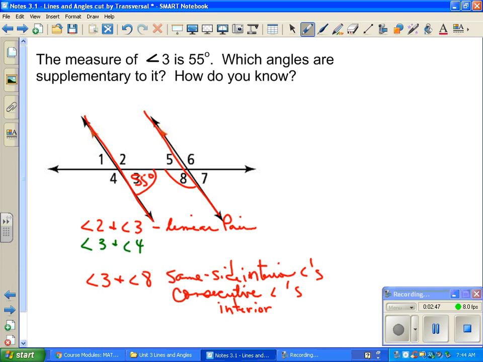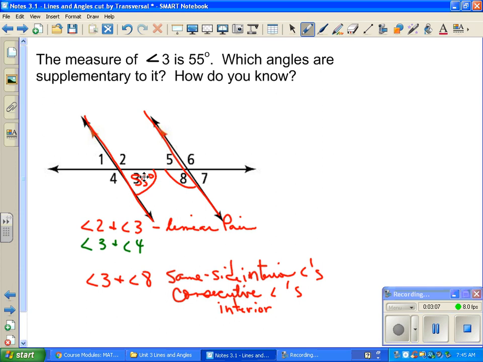Now, angle 3 cannot be compared to angle 5 in a supplementary way because 3 and 5 look the same size. So that will not work. 3 cannot be compared to 7 because 3 and 7 are both in the bottom right corner, so that makes them corresponding.